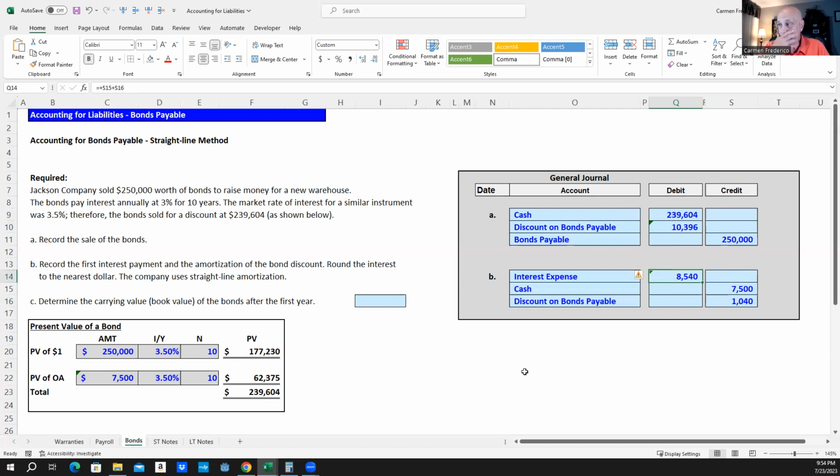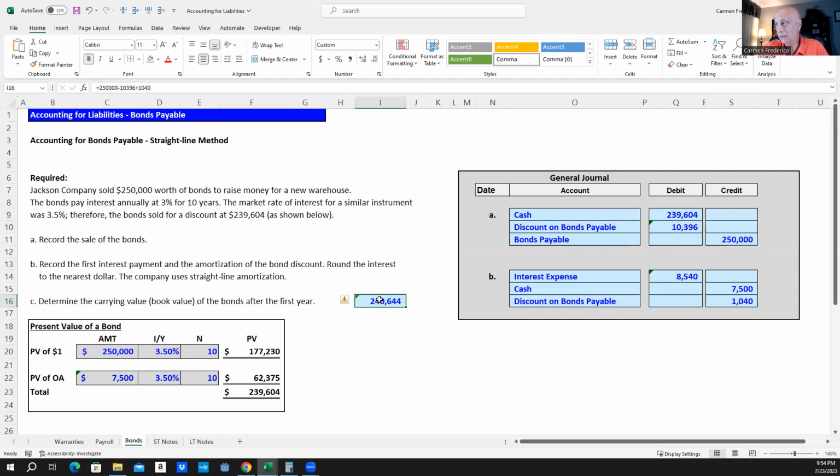Okay, so what is the carrying value of the bonds after the first year? Well, it's going to be the $250,000 face value of the bonds minus the 10,396, which is the discount, but plus the 1,040, the amount that we just amortized. So our carrying value is going to be 240,644. Again, it's the face value of the bonds minus what is remaining in the discount on bonds payable account.